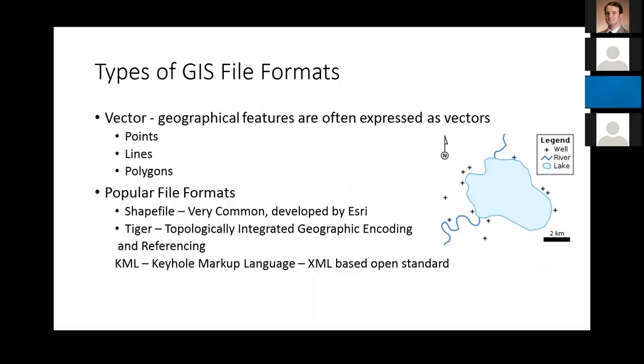And it's important to know that there's kind of two main file formats that you're going to have to work with. The first being vector. So this is sort of the geographical features. So this would be points, lines, polygons. You can see just in this little image here to the side, this is all vector information with the points, the lines, and then the polygon of the water.